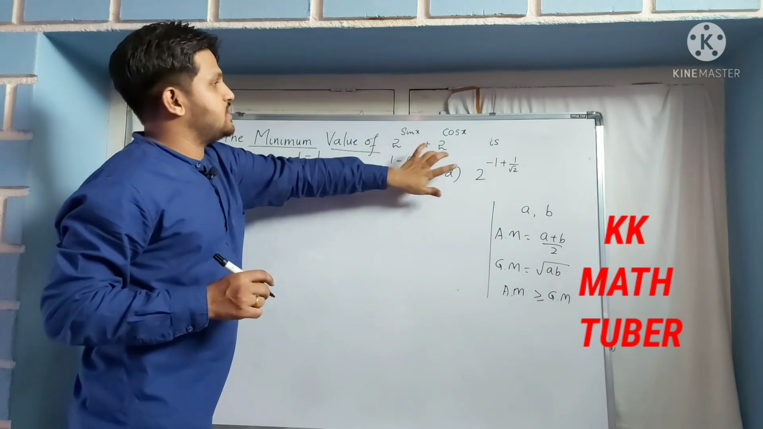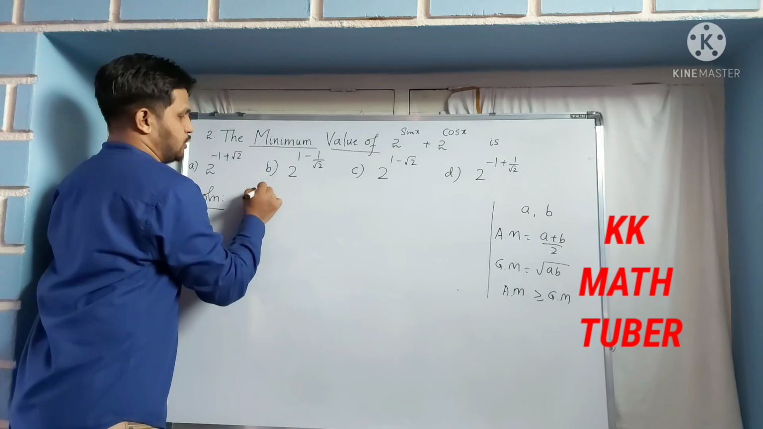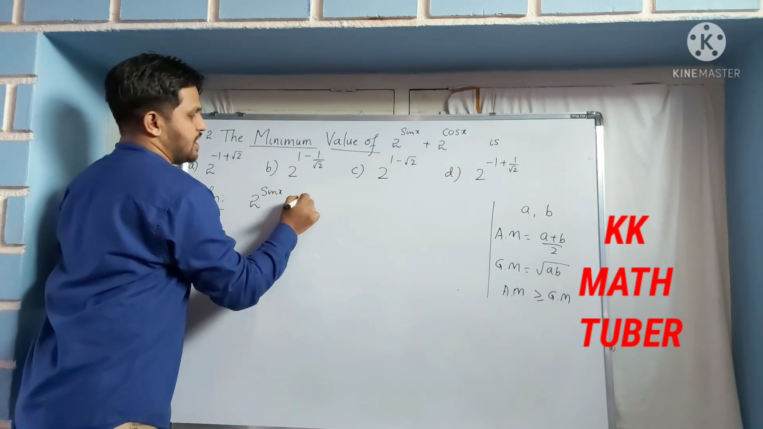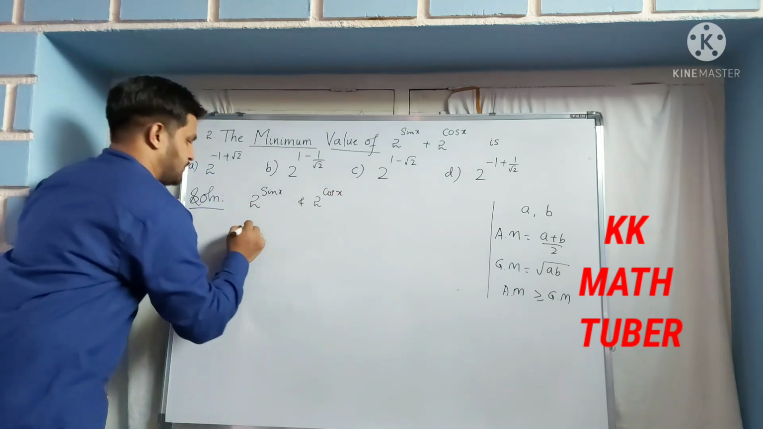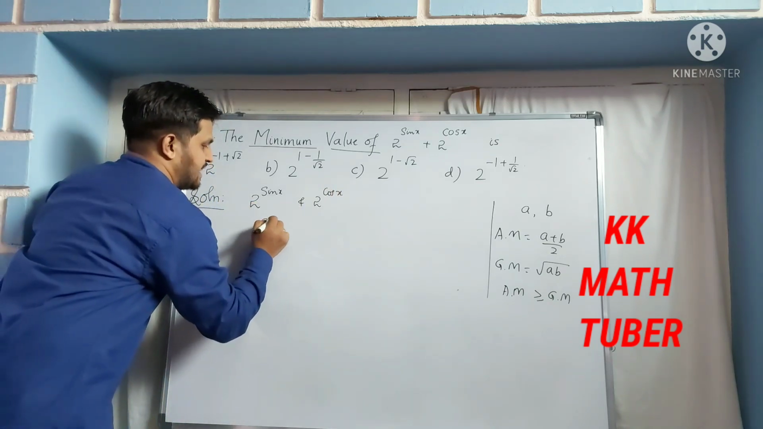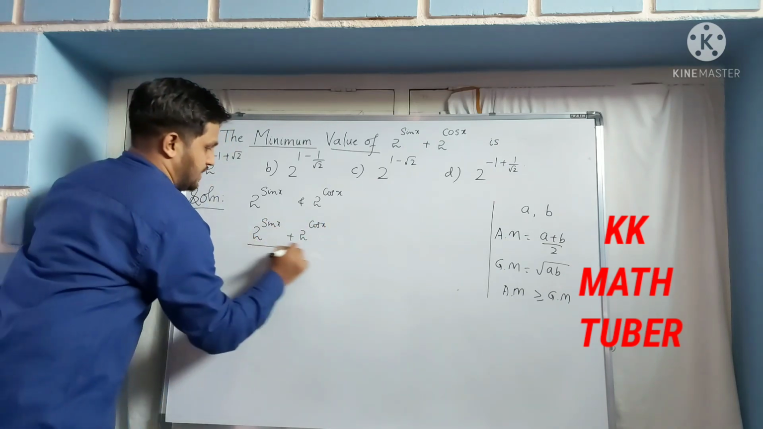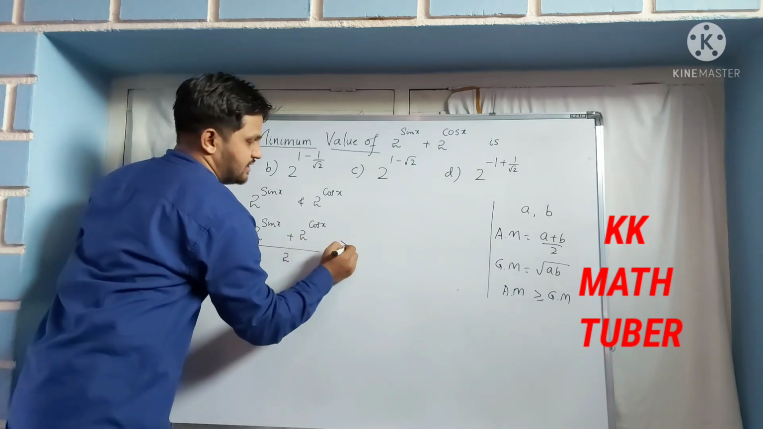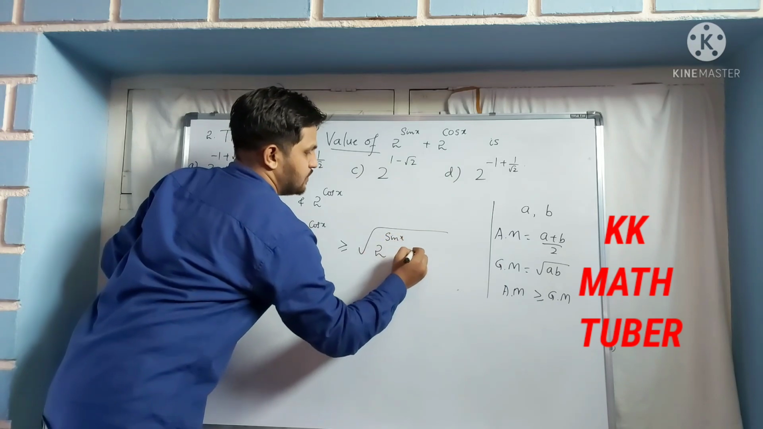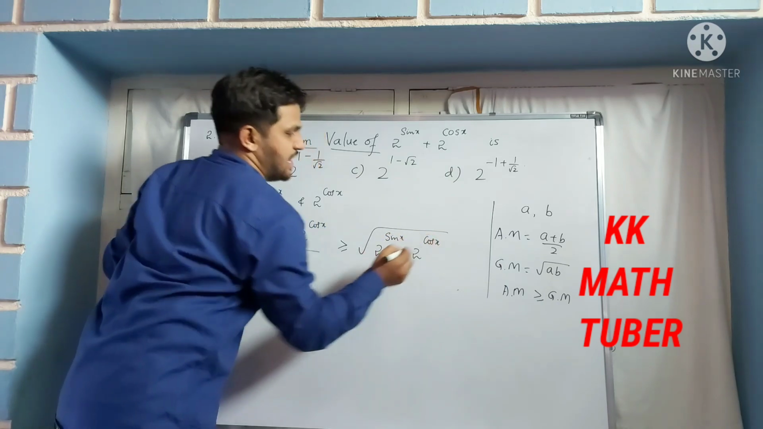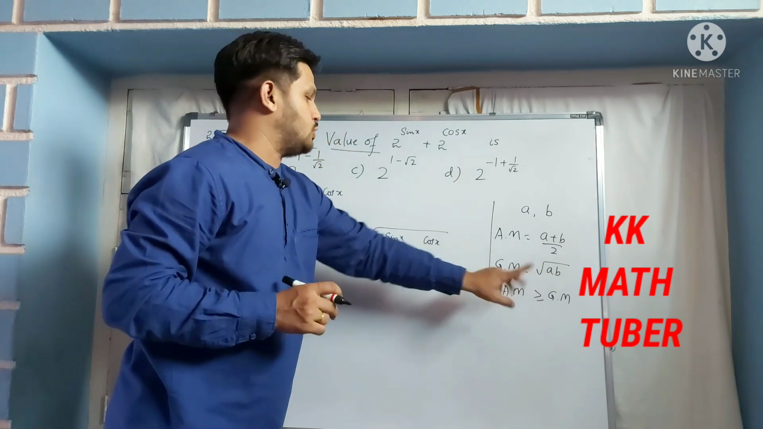So 2 power sin x and 2 power cos x. Let us utilize that. So let me write 2 power sin x and 2 power cos x. What is the arithmetic mean of these numbers? 2 power sin x plus 2 power cos x divided by 2. This will be greater than or equal to root of 2 power sin x into 2 power cos x. We can use this because the arithmetic mean is always greater than or equal to the geometric mean.